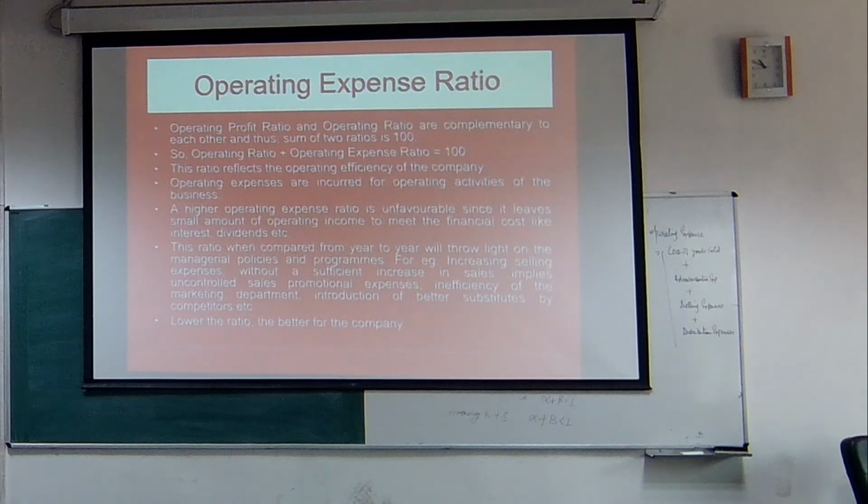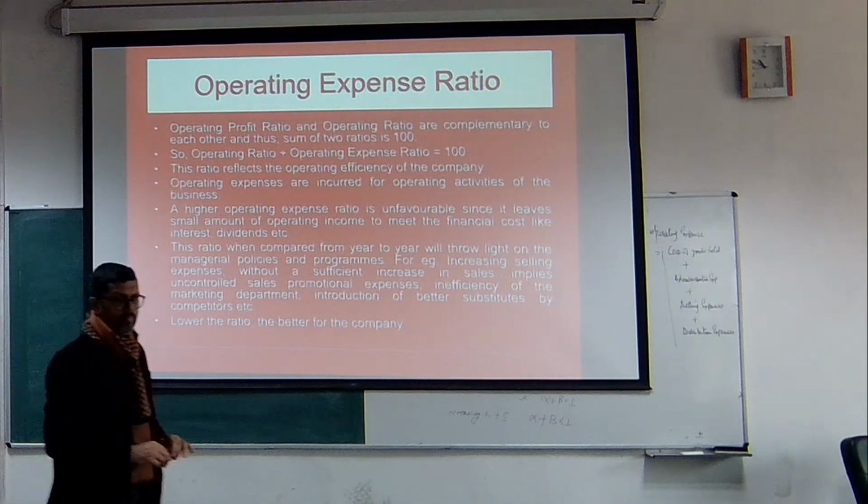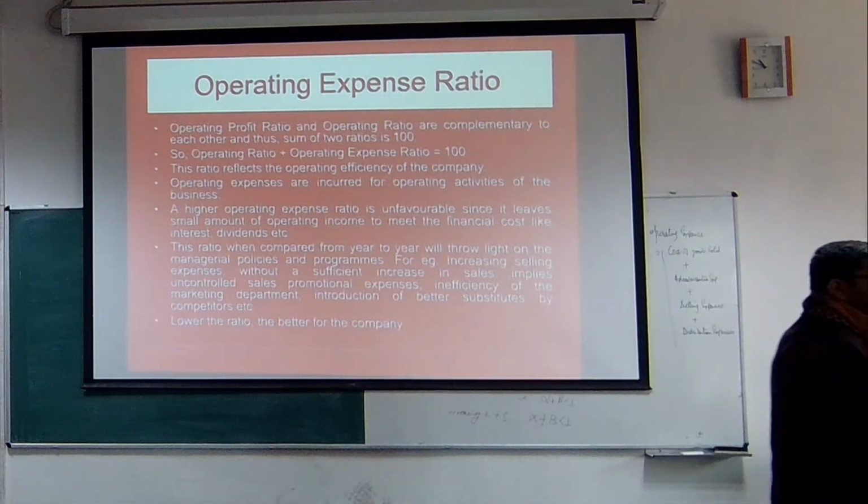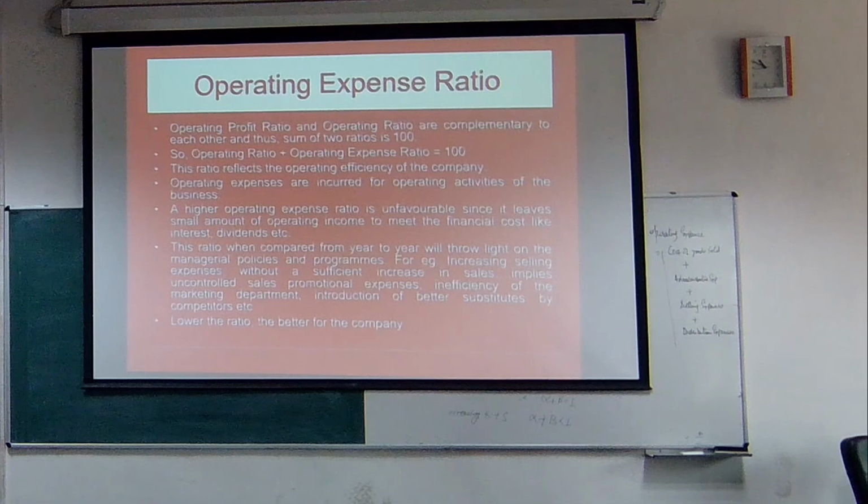Now let's move further. If you talk about the first two lines, they're very important. The first two lines say that operating profit ratio and operating ratio are complementary to each other. Operating expense ratio and operating profit ratio are complementary to each other. Means the sum of these two ratios has to be equal to 100.